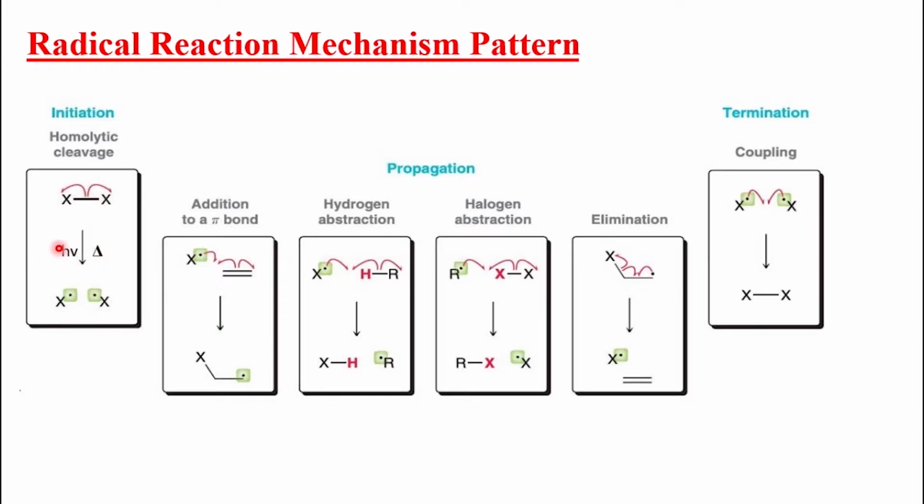Question is, why is heat and light required to break this bond homolytically? So the answer is, for homolytic cleavage, a large amount of energy is required. That amount of energy can be supplied in the form of heat or light.